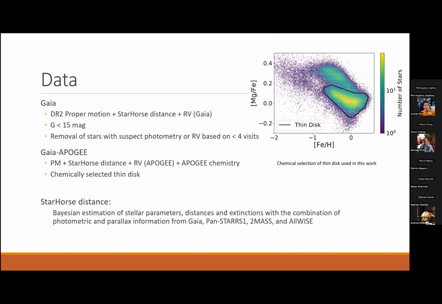So finally, what is StarHorse distance? StarHorse is a Bayesian estimation of stellar parameters, distances, and extinctions from a combination of many surveys. For example, for the Gaia one, they just take the photometric and parallax information from Gaia and a number of other surveys. But the APOGEE one is slightly different because APOGEE has spectra, so they can pin down what kind of star it is very precisely. That would actually give us a very good estimation of the stellar parameters as well as the distance.